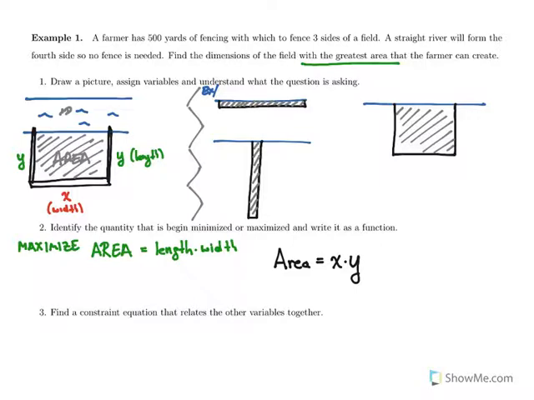And that is, we need to find a constraint equation to relate the variables together. And that's going to be given by some information in the problem. In this case, that is the farmer has only 500 yards of fencing. Let's talk about why it's a constraint equation. If we had unlimited fencing, then this question is not very interesting. What's the largest field you can create with unlimited fencing? You can create as big of a field as you want. So without that constraint, this isn't a very interesting question. That constraint is only 500 yards. So we only have 500 yards of fencing.